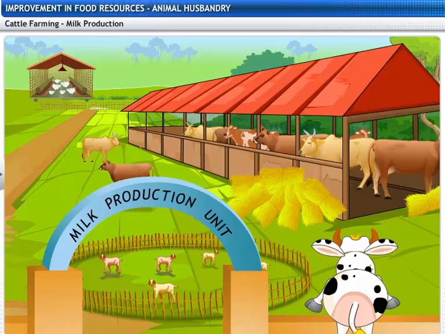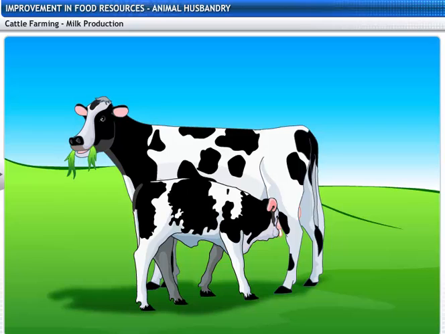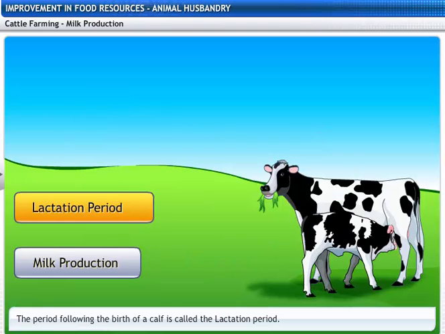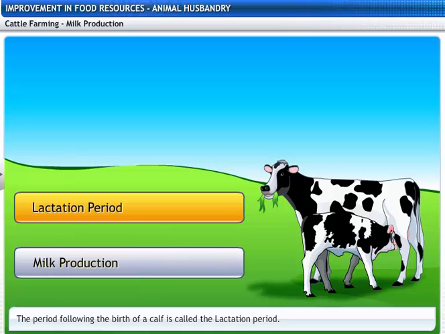Can you guess what this is? The milk production unit, of course. As a dairy animal, Moo is likely to spend a lot of time here if she gives birth to a calf. The period following the birth of a calf is called the lactation period because during this period, high milk production is observed. By lengthening the lactation period through hormonal stimulation, milk production can be enhanced.